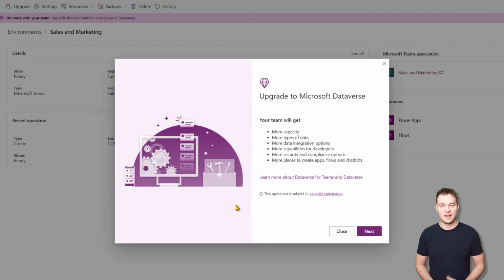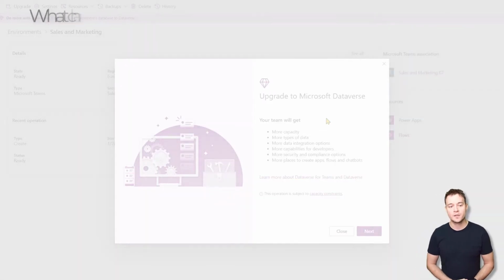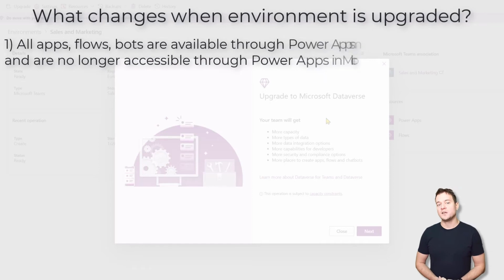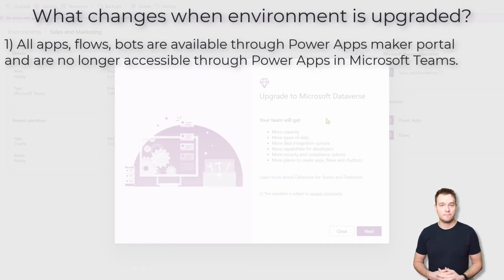or you need to simply reject this request to upgrade. Now, there is also information about what your team is going to get once this Dataverse for Teams environment is upgraded to a regular one. There are several benefits of having this Microsoft Teams environment upgraded. First of all, apps, flows, and bots are going to be available through the regular Power Apps Maker portal. So they won't be visible anymore under the Microsoft Teams Power Apps portal.